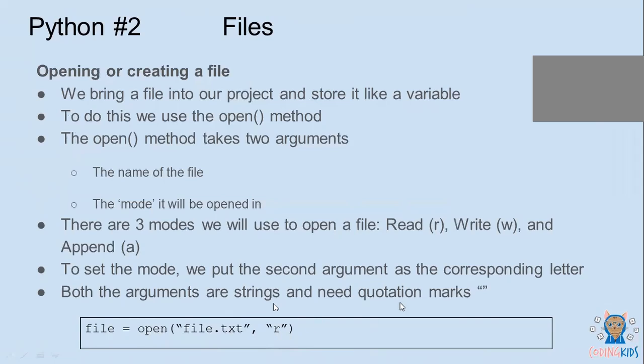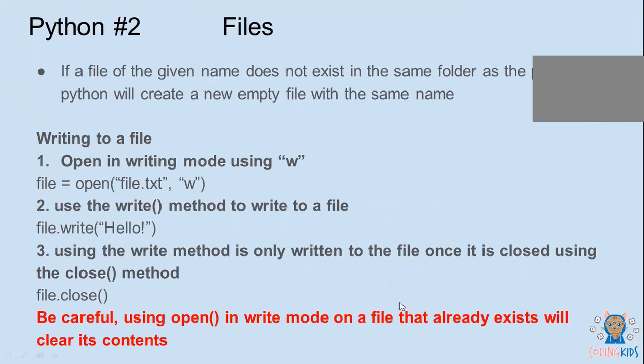Read. Good. If a file of the given name does not exist in the same folder as the project, Python will create a new empty file with the same name. If you do not have the file with the same name, Python is going to create an empty file. Okay?